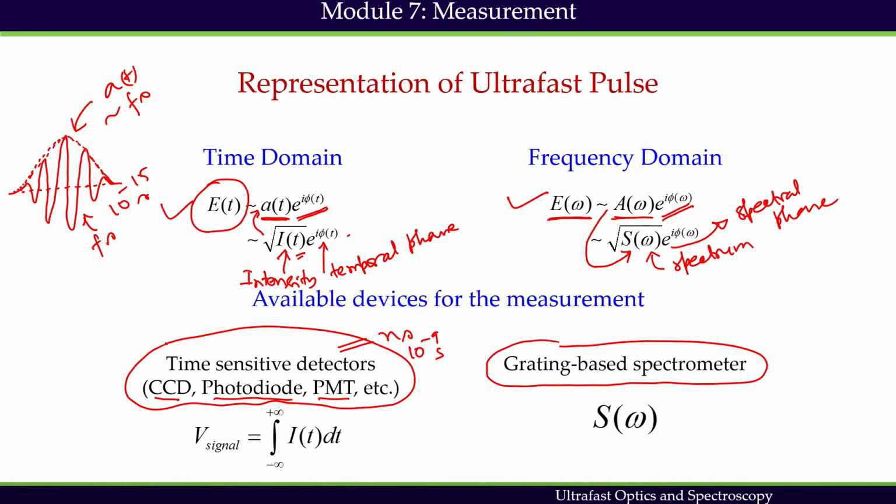So, if we try to measure anything faster with a slow detector, we end up getting this. This is nothing but the total energy content in the pulse. So, this integral is what we measure with a slow detector.